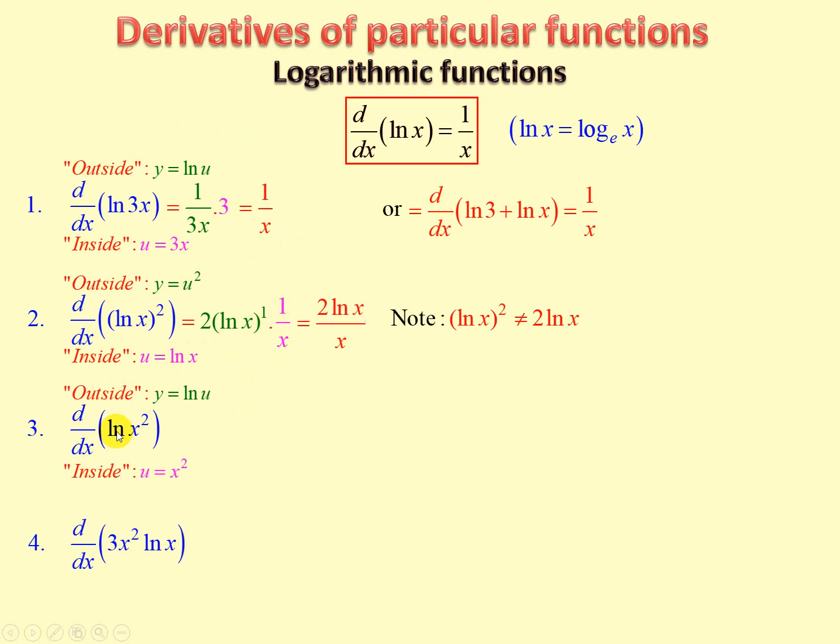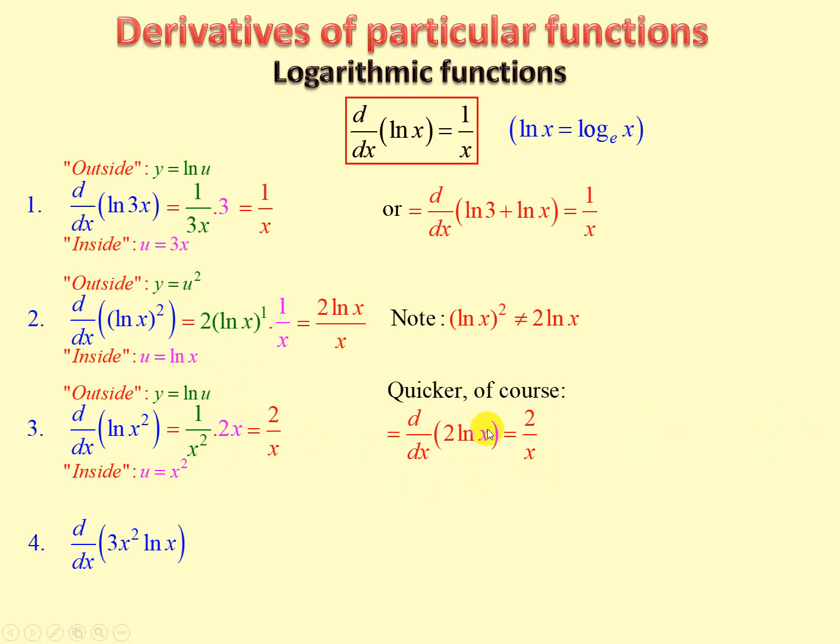Outside function in number 3, ln of u. Inside function, u equals x squared. So when we differentiate the outside, we get 1 over u, or 1 over x squared, times the derivative of the inside, 2x. That becomes 2 over x. Of course, there is an easier, quicker way.